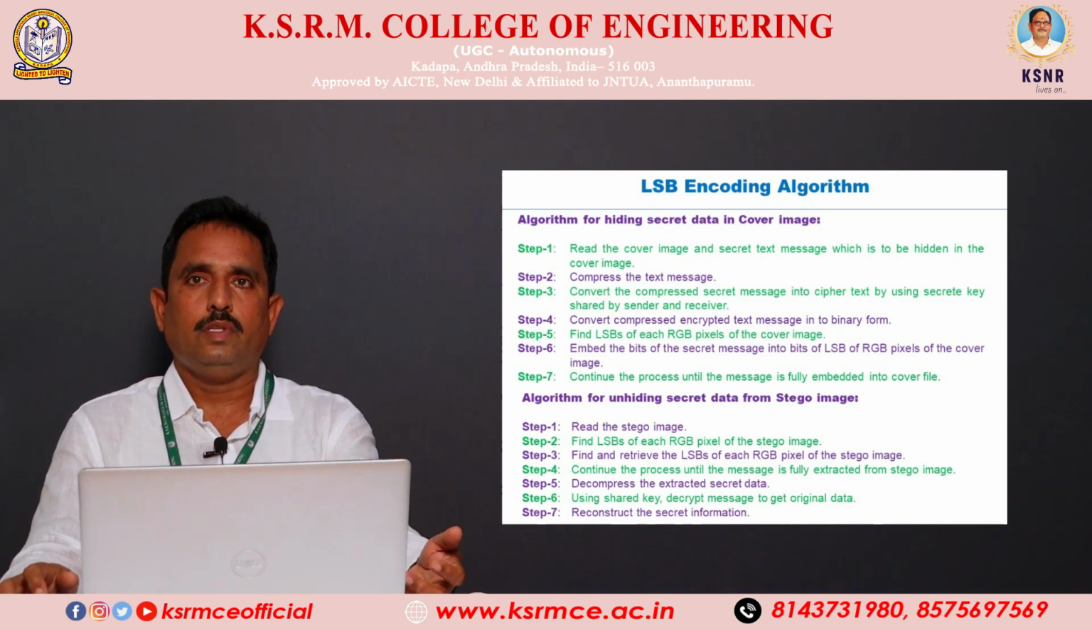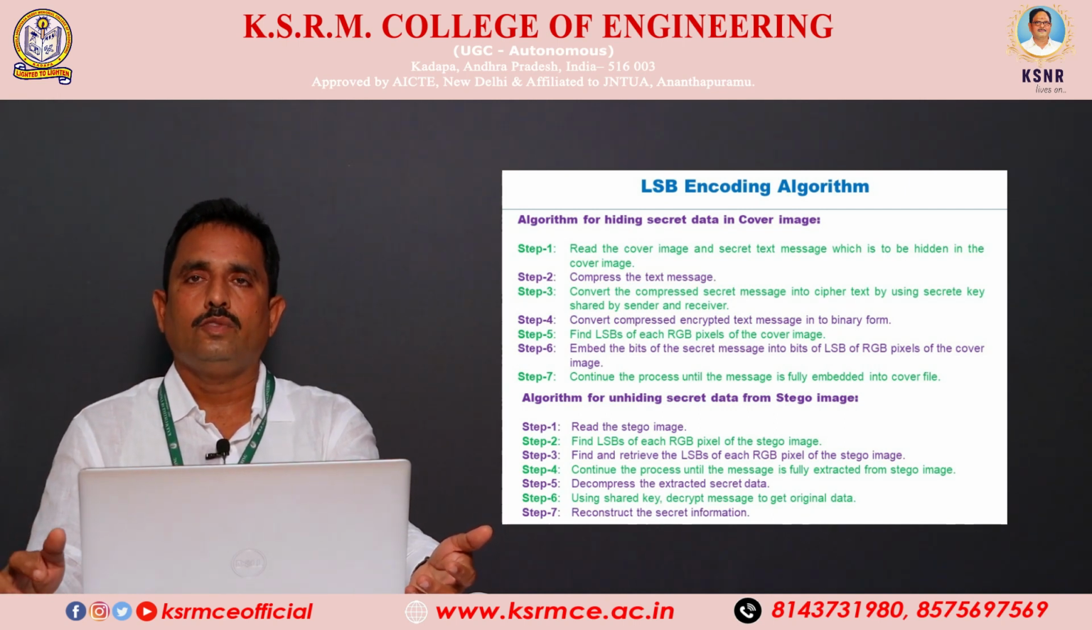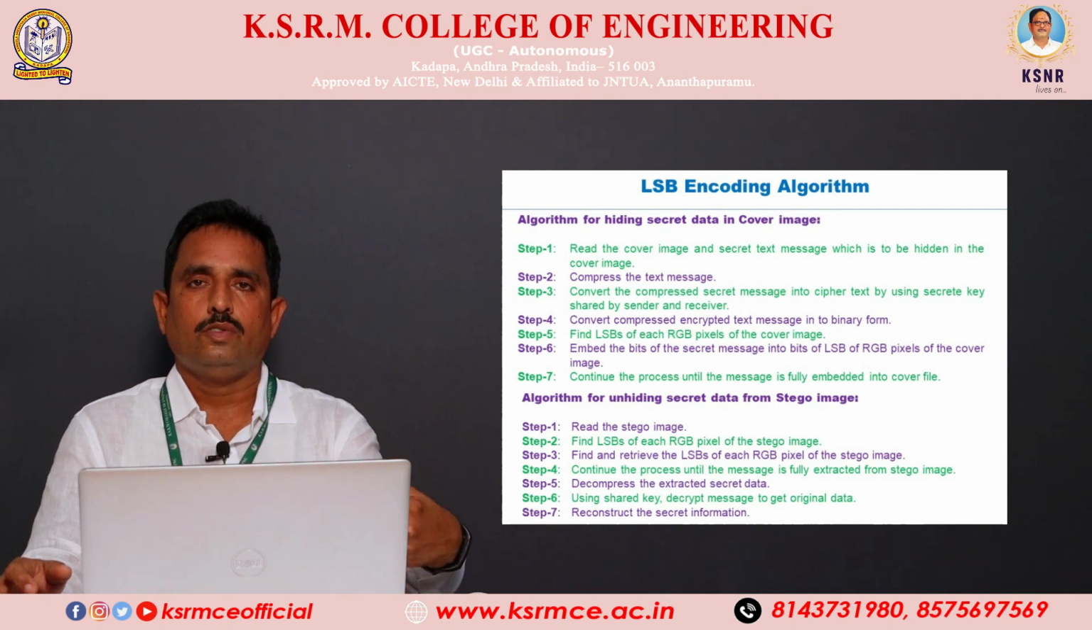Then after that, in step 5, we have to decompress the extracted secret data. Already in embedding at the sender side, the data is compressed using the Lempel-Ziv algorithm, so here also we have to decompress that secret data. So, finally, we will get the secret data.